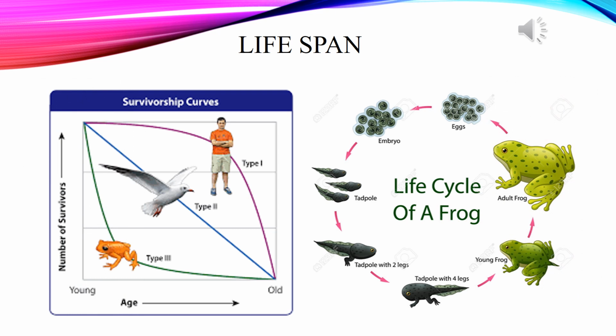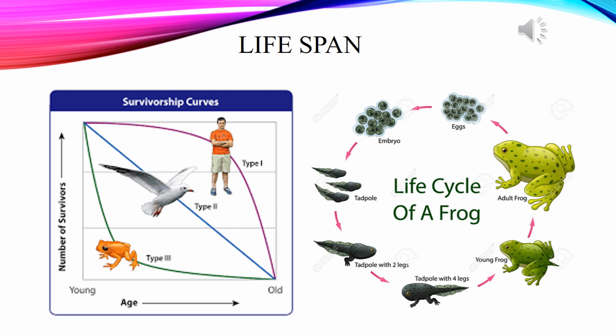Since frogs produce a lot of offspring, they have a low probability of surviving to adulthood. So basically, they have a short lifespan. They come under the type 3 survivorship curve, as you can see from the curve. As their age increases, the number of survivors decreases.